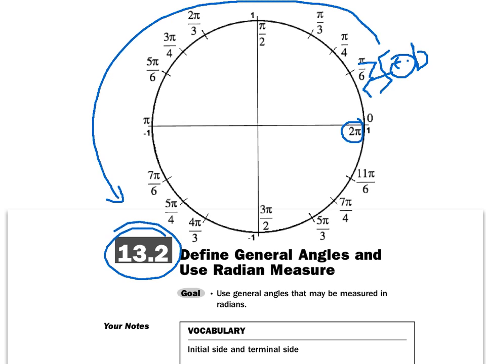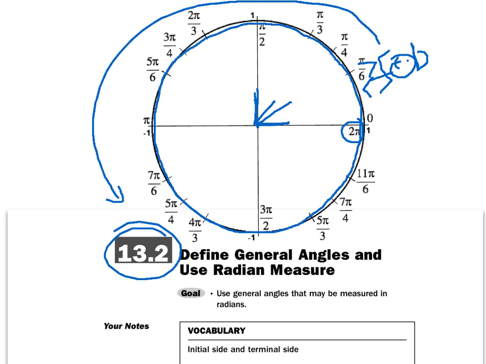So when we talk about degrees, we're talking about angle measures. You know, if you went 30 degrees or 45 degrees or whatever. When we're talking about radians, we're talking about the distance walking around the circle. If I took a tape measure and I put it all the way on the circle, all the way around and around and around, we're talking about radian measure there.